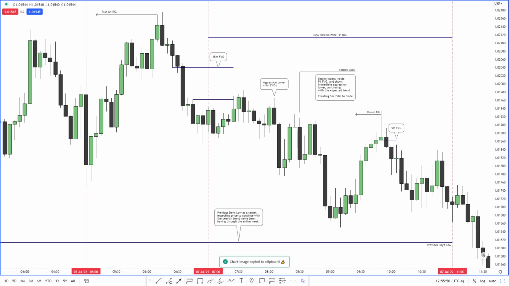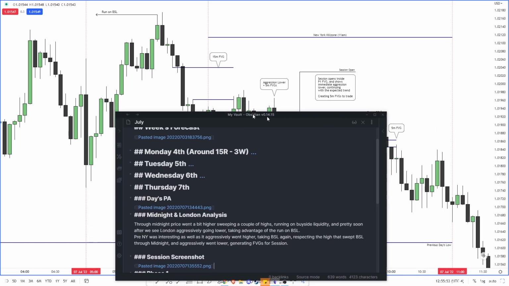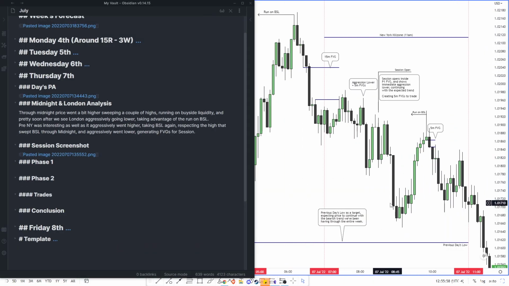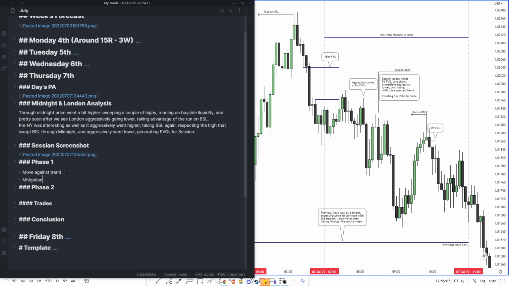I don't really think I need to explain much about this, but I do kind of want to add, how do I do it? It's still like this. So phase one, what did we have? Move against the trend, mitigation of 5 minute FVG, aggression lower generates FVGs. And we'll leave it at that. Phase two, sorry, trade starts inside phase one FVG, aggression lower generates fair value gaps. Simple as that.